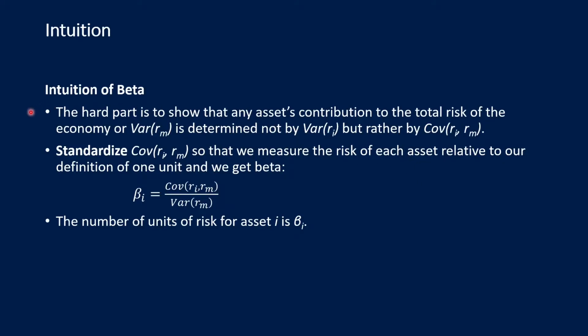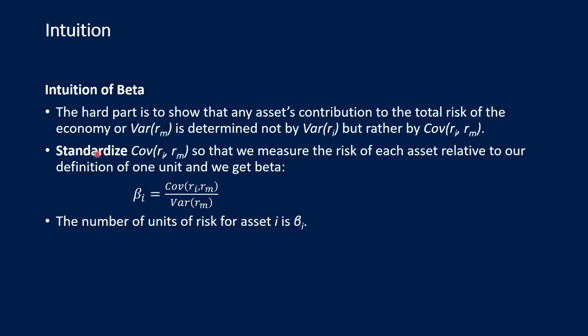Now, what is the beta, or what will the beta be? The hard part is to show that any asset's contribution to the total risk of the economy, or variance of the returns of the market portfolio M, is determined not by the variance of the individual share, but rather by the covariance between them.